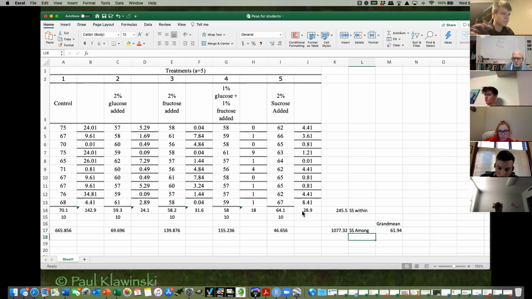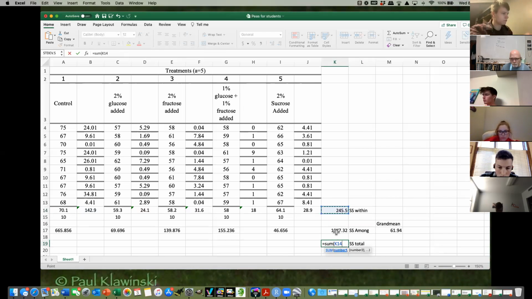So now if I want sum of squares total, all I have to do is add sum of squares within plus sum of squares among, and that will give me sum of squares total.